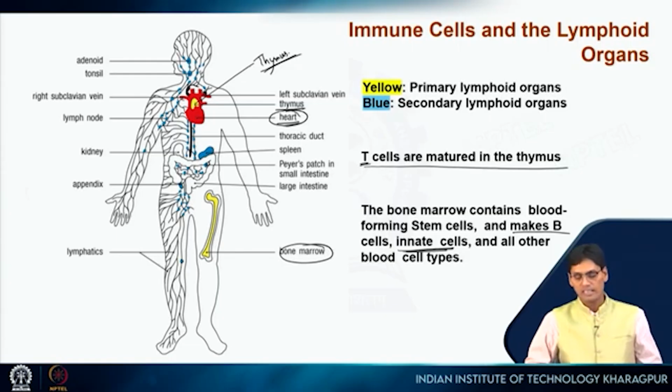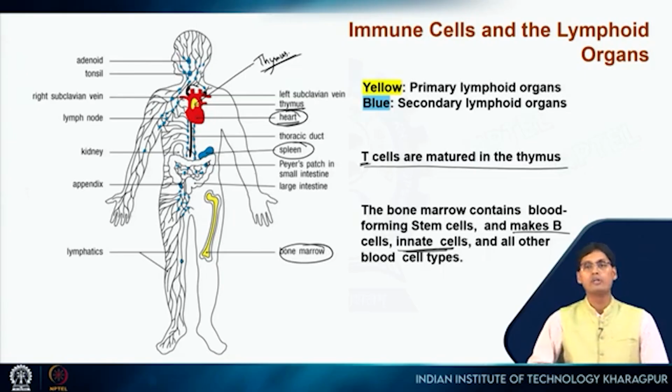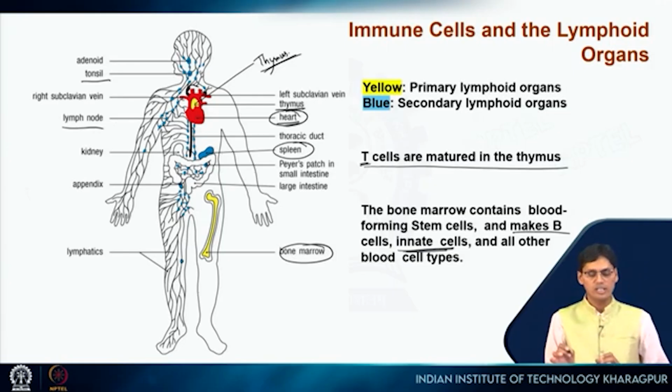Now here you can see many other small organs colored in blue. Particularly I should mention the spleen. This is a very large secondary lymphoid organ. It stores a huge amount of immune cells, and apart from that there are many others, for example tonsil, lymph node, and more. Those are storing or preserving all those immune cells.